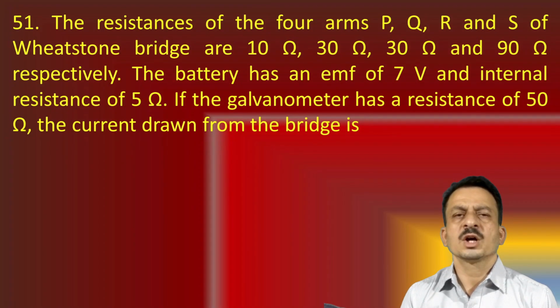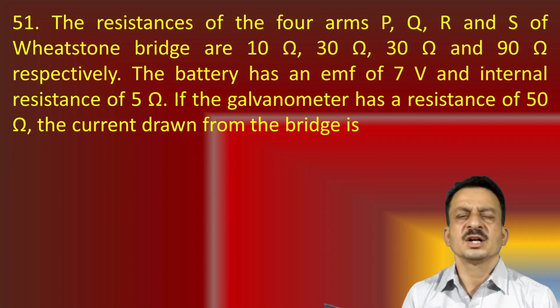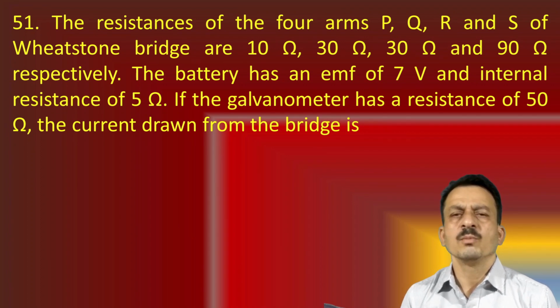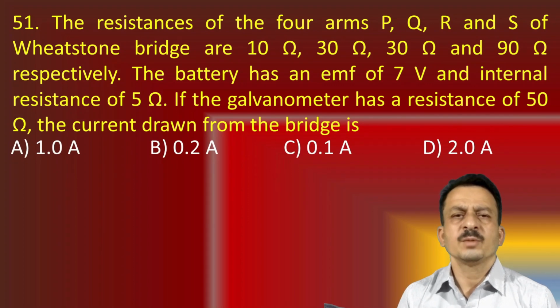The resistances of the 4 arms PQRS of a Wheatstone bridge are 10 ohm, 30 ohm, 30 ohm, 90 ohm respectively. The battery has an EMF of 7 volts and internal resistance of 5 ohm. If the galvanometer has a resistance of 50 ohm, the current drawn from the bridge is, options: A 1.0 amps, B 0.2 amps, C 0.1 amps, and D 2.0 amps.